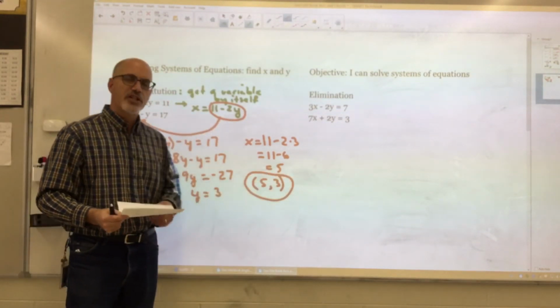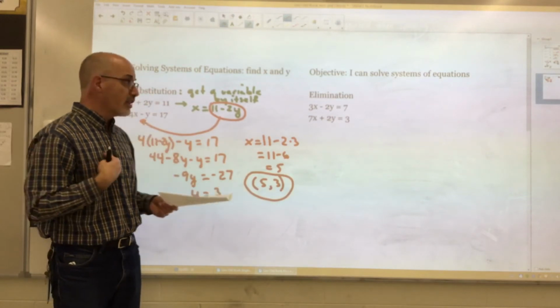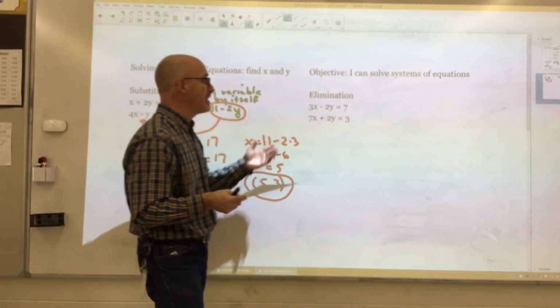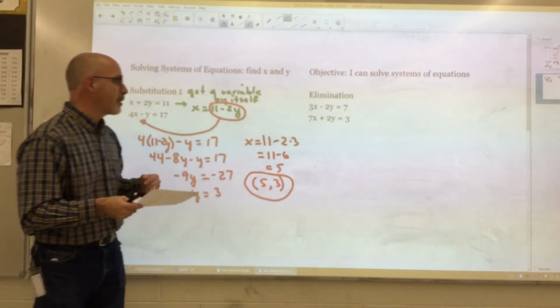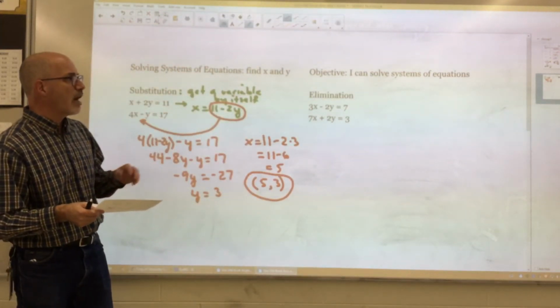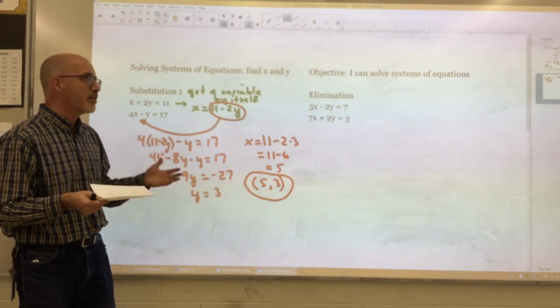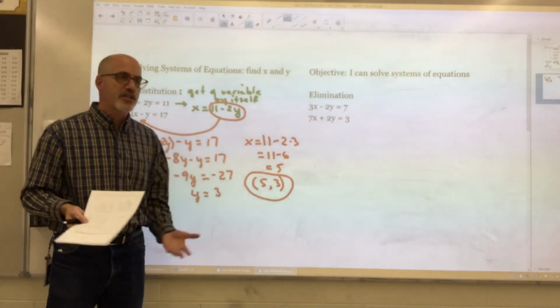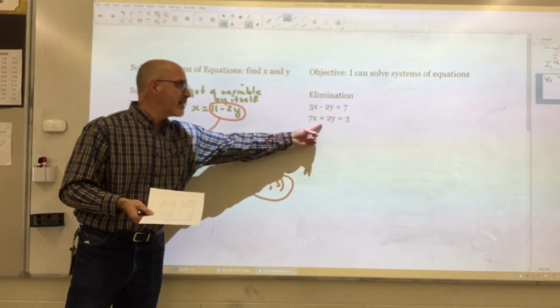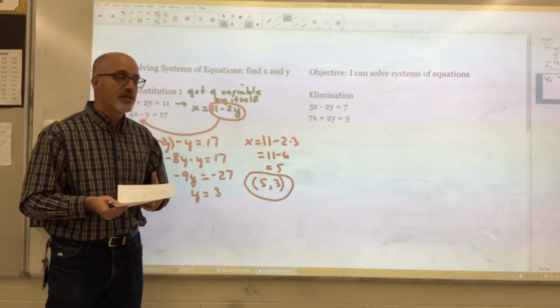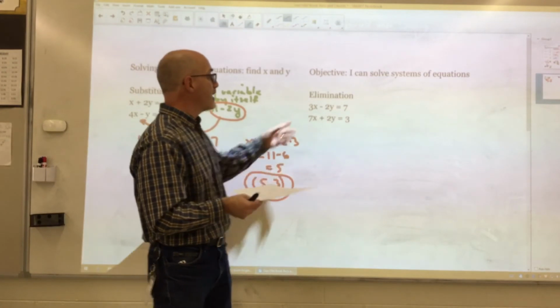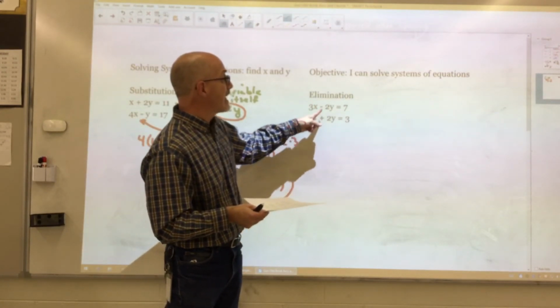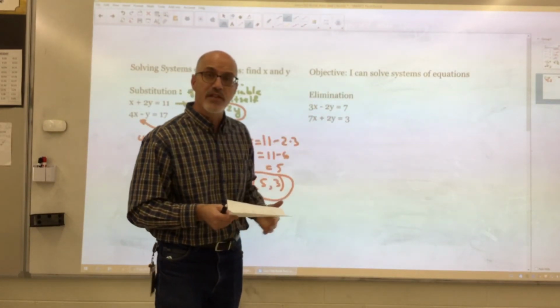Now, elimination is a little different. Elimination is when it's not quite as easy to get one of the variables by itself. If you look at this problem here, notice 3x minus 2y, if I divide everything by 3 or 2, I get fractions. And here, if I divide by 7 or 2, I get fractions. So what we want to do is use what's called elimination, where we look at these and say that the y's are opposites of each other.